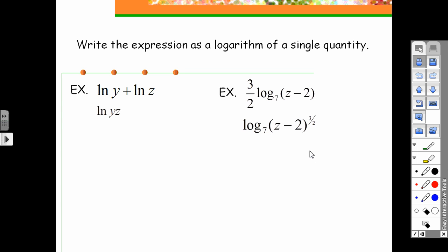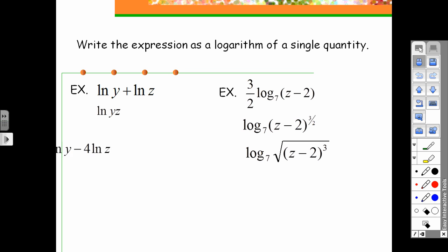But then what I want you guys to make sure you do is anytime you are writing as a single quantity of a log, I would like this rational exponent to be converted into radical form. So that means that this 2 that's in the denominator means that there's a square root around the z minus 2. And the 3 in the numerator means that this whole quantity is being cubed. So I actually would like you to write your answer in this format.